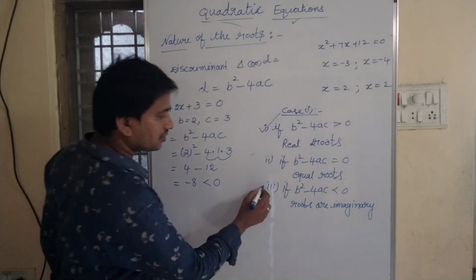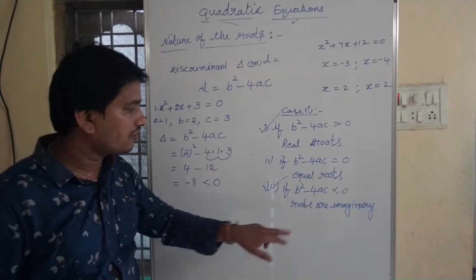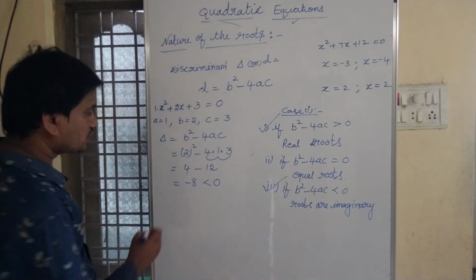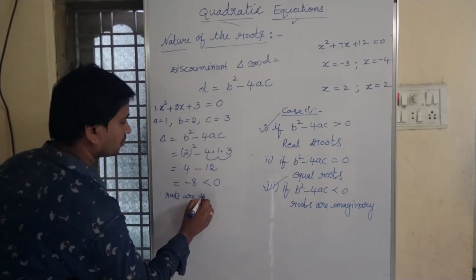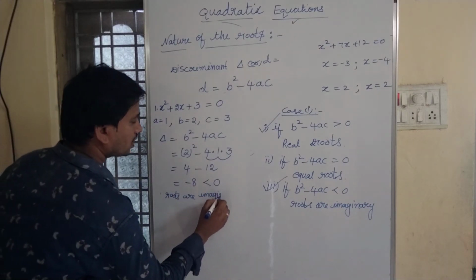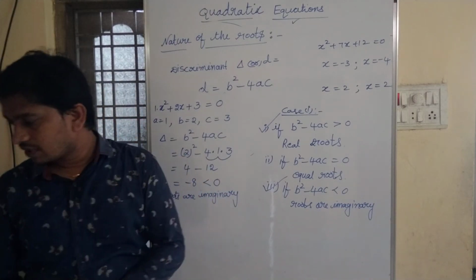So third condition, if b square minus 4ac is less than 0, then what about the nature of the roots? Then we can say that the roots are imaginary. So that is the third condition. What is the second case?